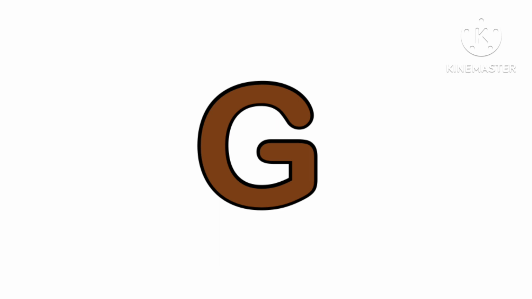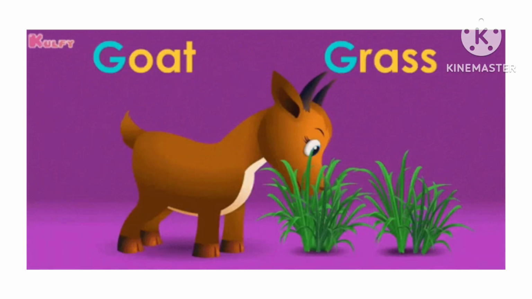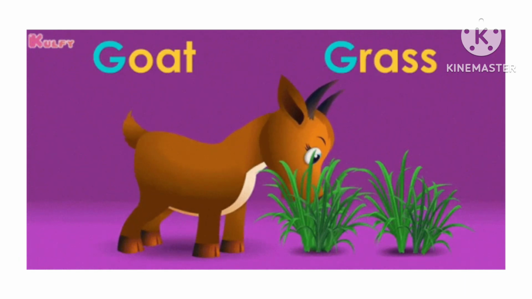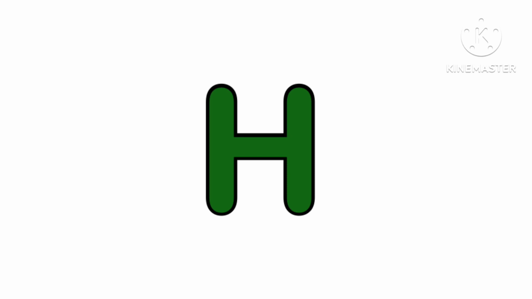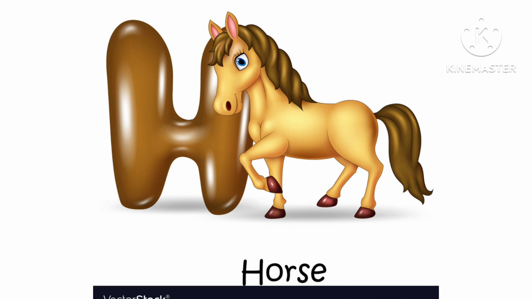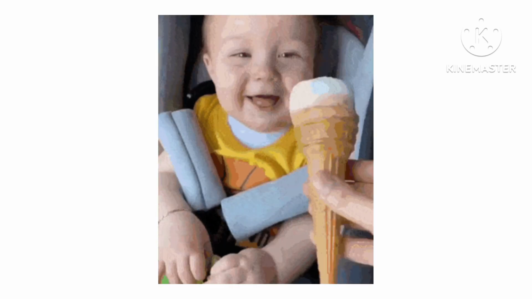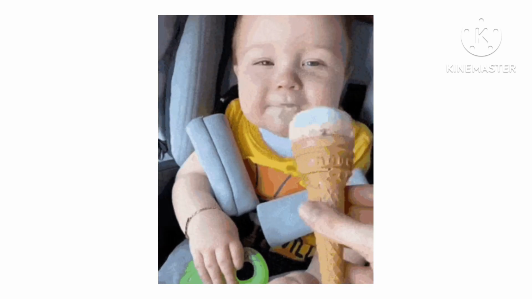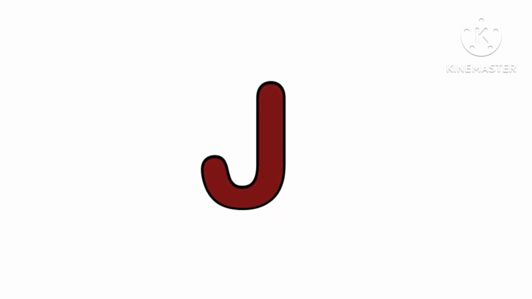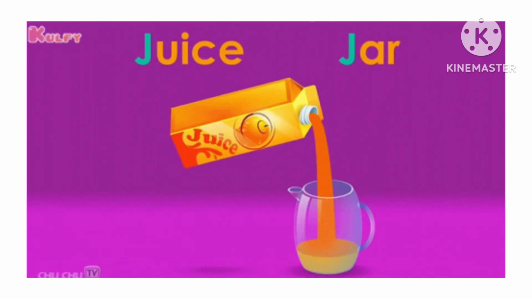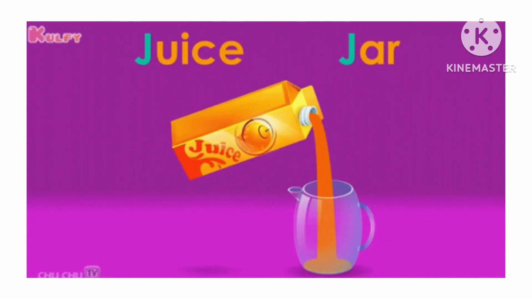G for goat, G for grass. H for horse. I for ice cream. J for juice, J for jar.